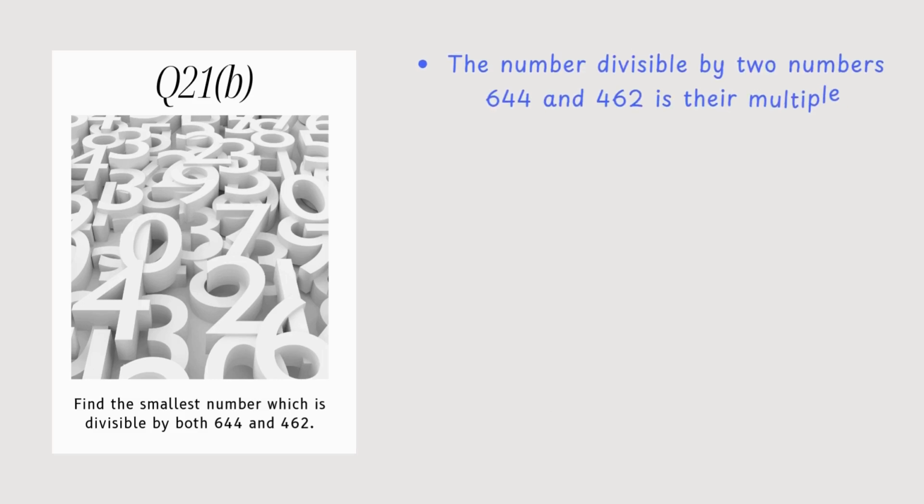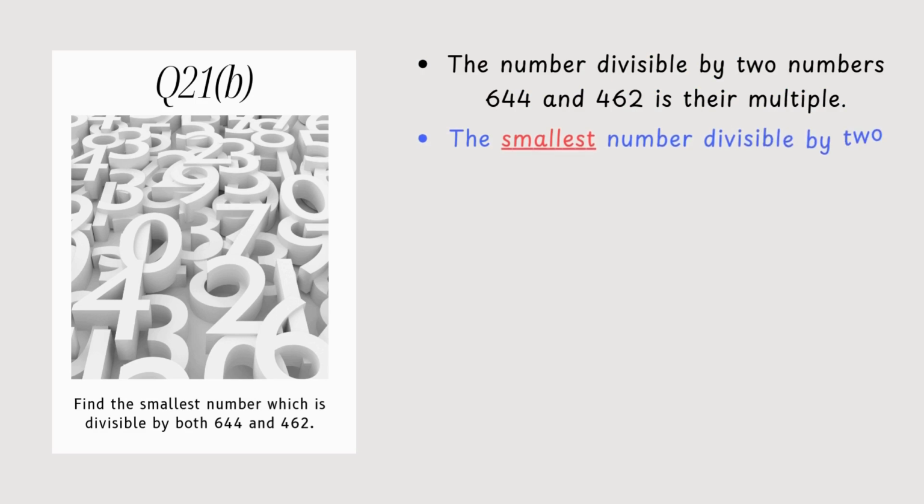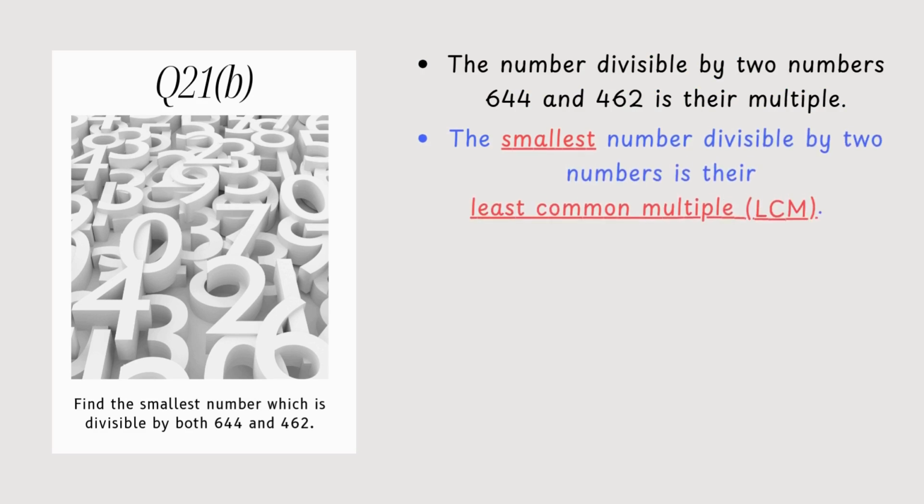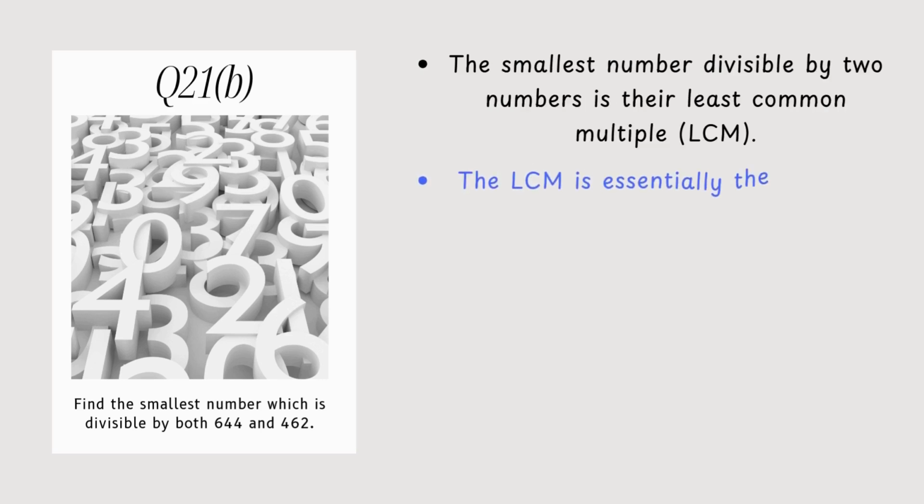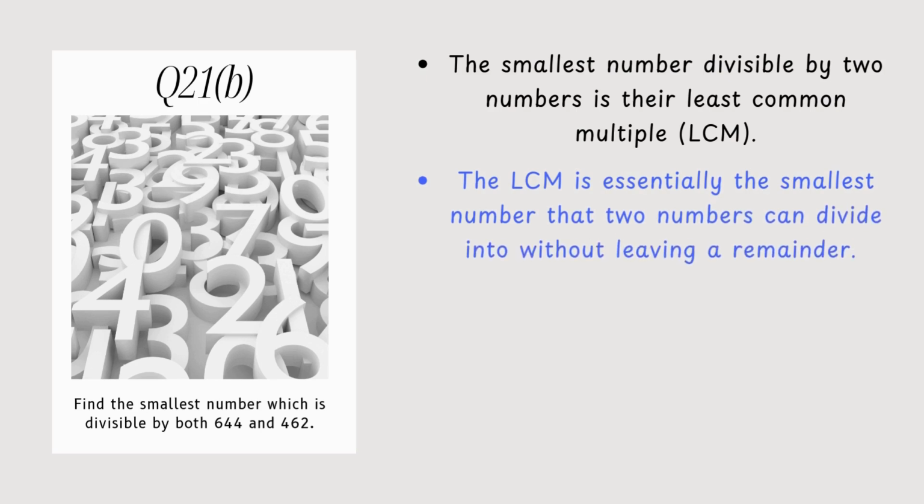Find the smallest number which is divisible by both 644 and 462. The number divisible by the two numbers is their multiple. The smallest number divisible by two numbers is their least common multiple or LCM. LCM is essentially the smallest number that the two numbers can divide into without leaving a remainder.